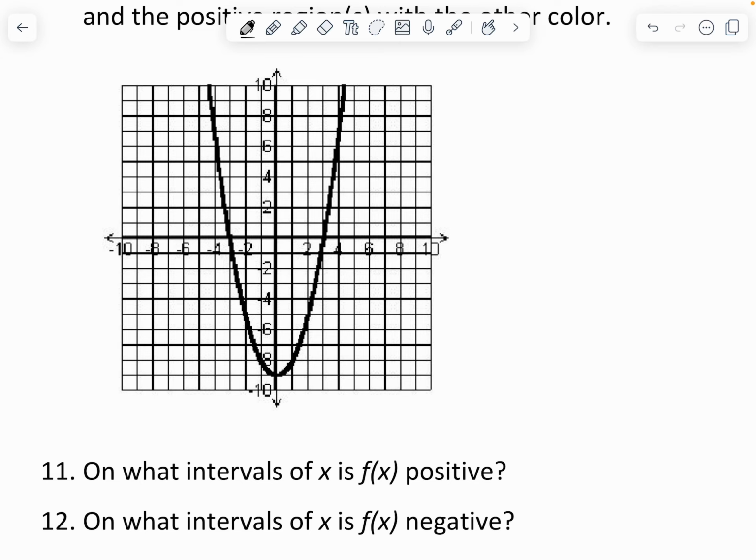Okay, so this first one asks us for the intervals where the graph is positive and where the graph is negative. Okay, so if we do positive in green, that's going to be everything above the x-axis. And so we're asking for the intervals where the graph is above the x-axis. All right, so I'm also going to highlight that in green right here.